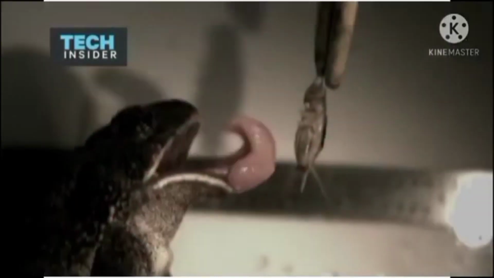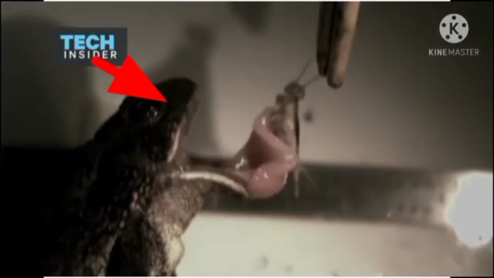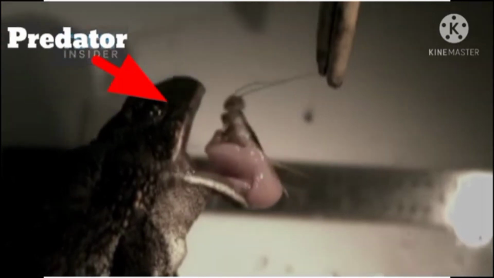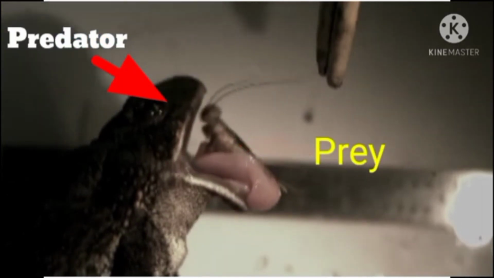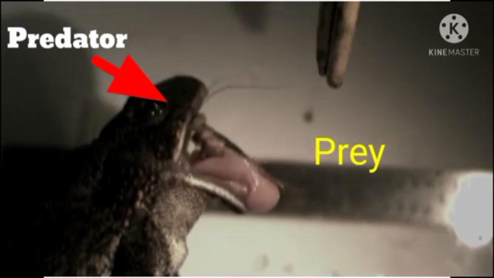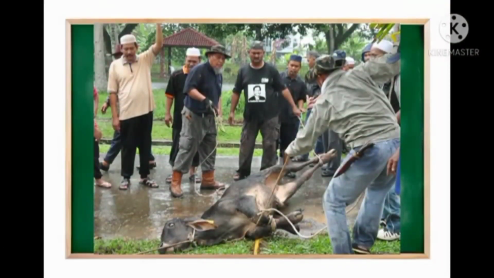Another example of predation is when frog eats an insect. So the frog is the predator and the insect is the prey. Predation also occurs when human being kills other organism in order to survive. In this photo, humans are the predator and the cow is the prey.